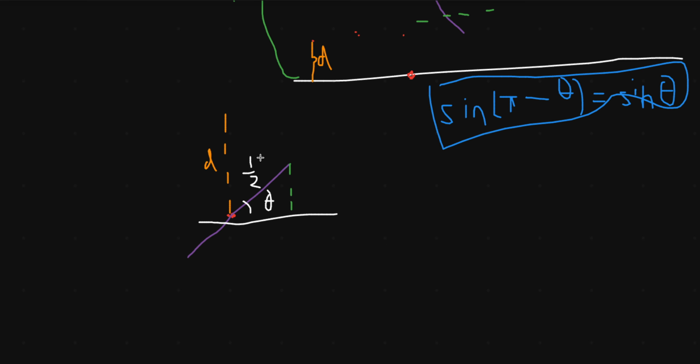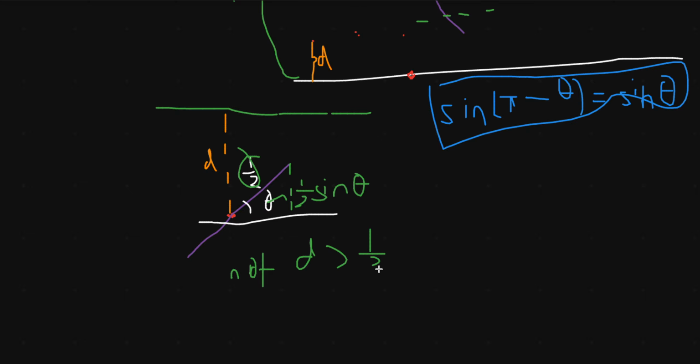The length of this, according to trigonometry, this is half. This is pointing at it, so it's half sine theta. Half sine theta, right? If it's not intersecting, D must be greater. In this situation, we see it's clearly not intersecting because the line's on top of it, right? If it's not, D must be greater than half sine theta.